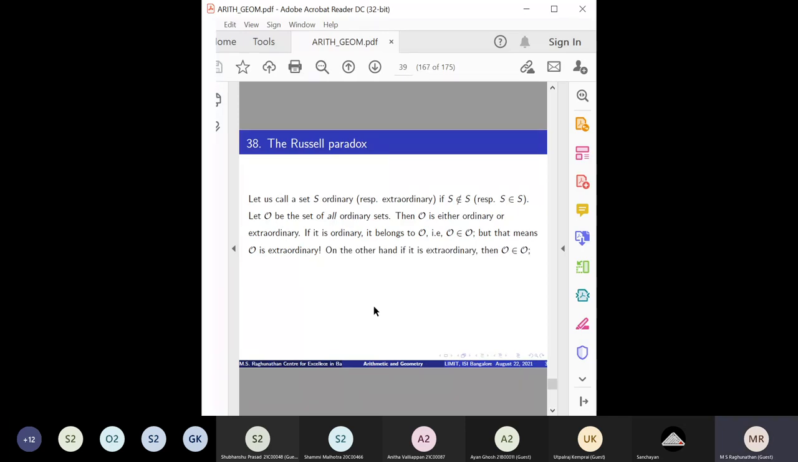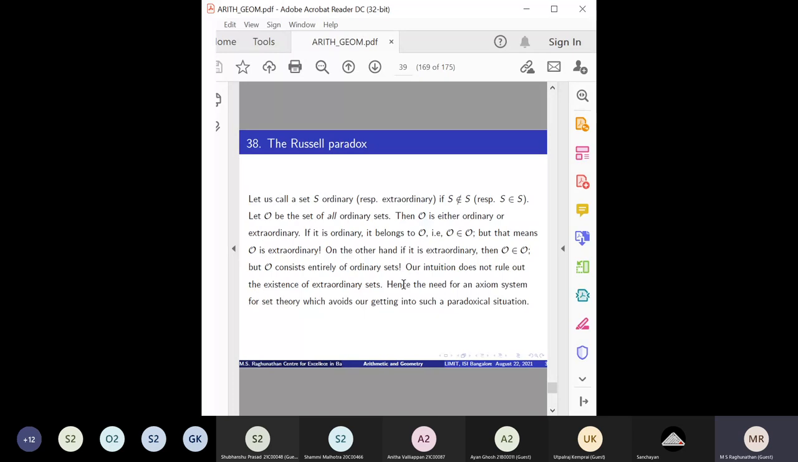On the other hand, if it is extraordinary, then O belongs to O. But then O consists entirely of ordinary sets. So O cannot belong to O, again a contradiction. Our intuition does not rule out the existence of extraordinary sets. That's why you have to have some axiomatic setup which eliminates such contradictions. So there's a need for an axiom system for set theory which avoids our getting into such a paradoxical situation.